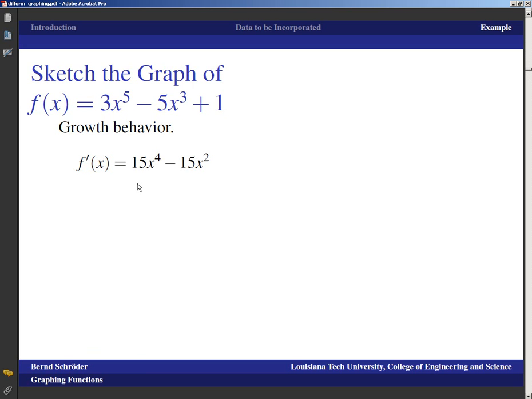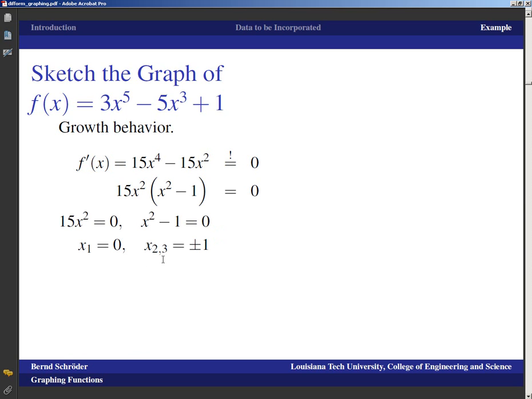For that we need the derivative, which is 15x to the fourth minus 15x squared, right? 3 times 5 times x to the fourth is 15x to the fourth, minus 5 times 3 times x squared is minus 15x squared. The derivative of 1 is 0. And now we set that equal to 0. And of course 15x squared is a common term, so we factor that out. And that's still supposed to be equal to 0, but now we realize 15x squared equals 0 and x squared minus 1 equals 0 are the individual equations, and they're easy to solve. We get x1 equals 0, and then 2 more places where the derivative is 0, namely at plus minus 1.